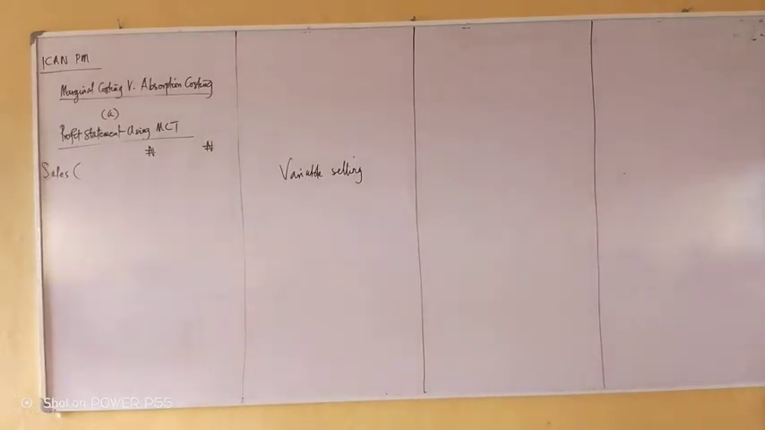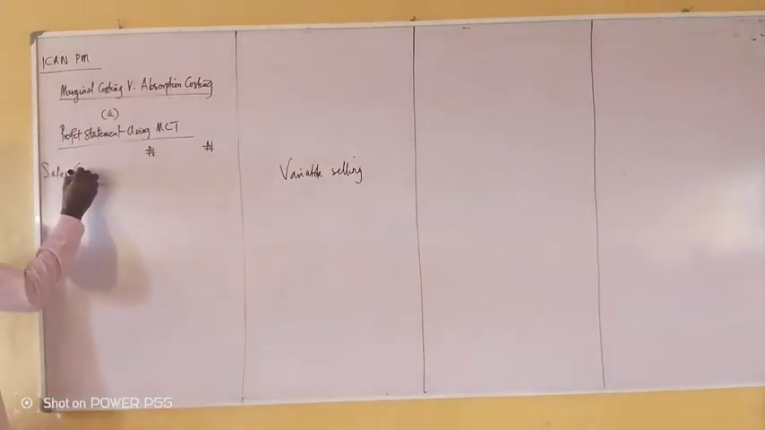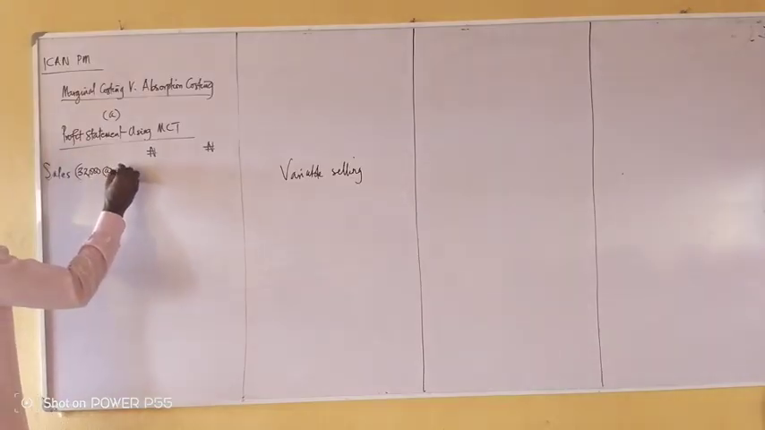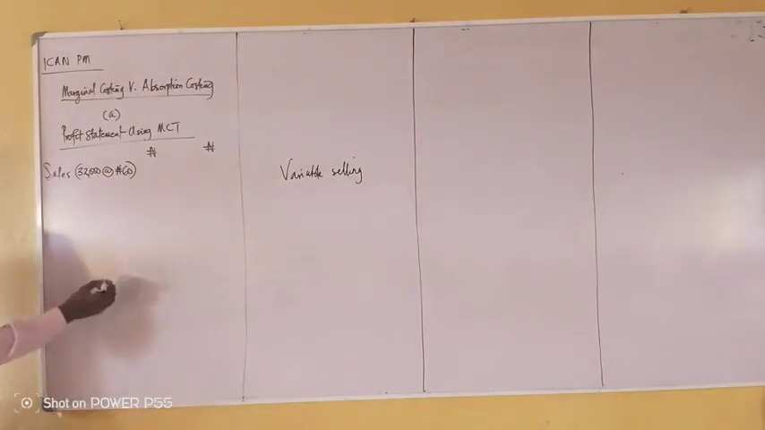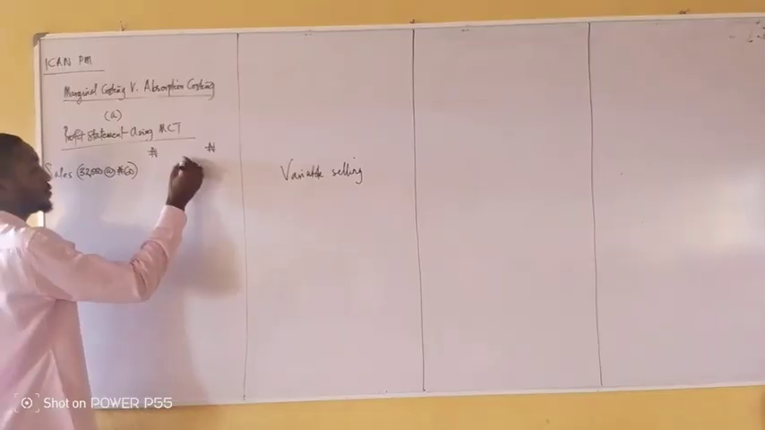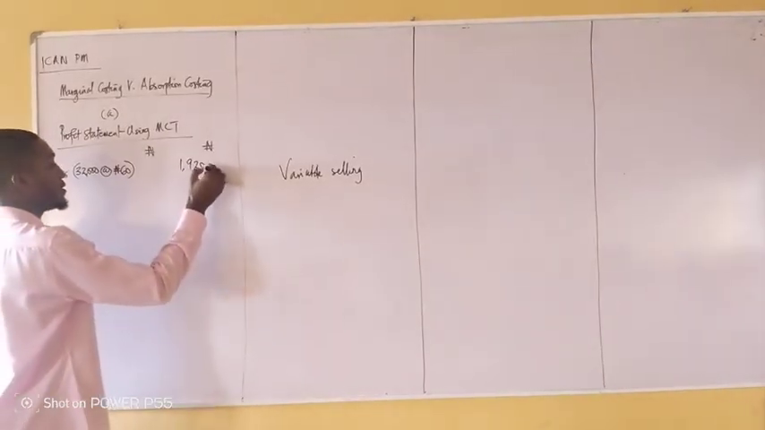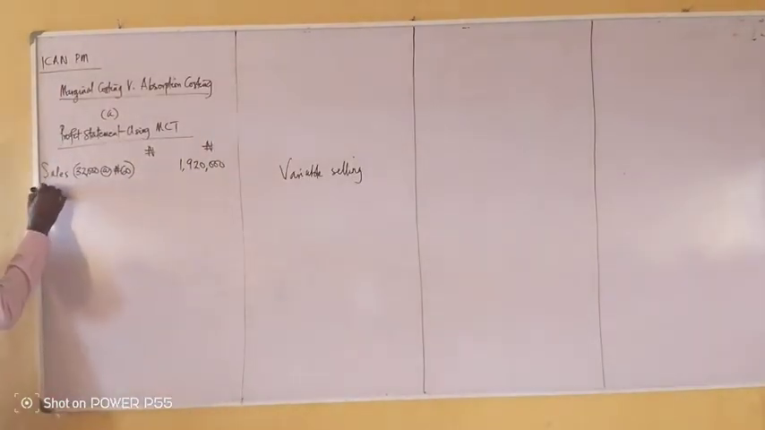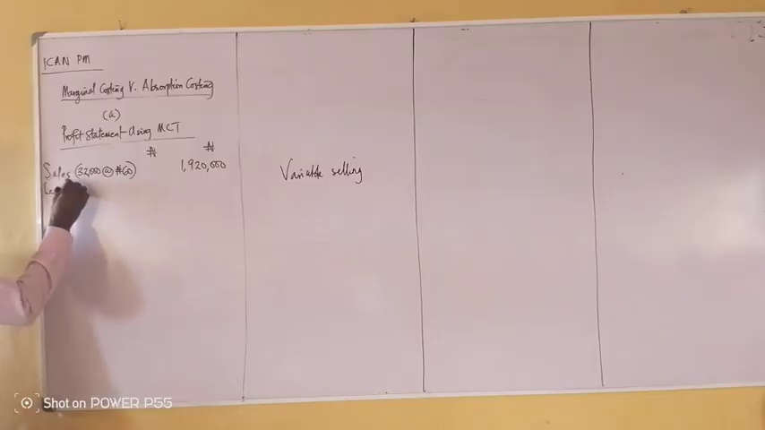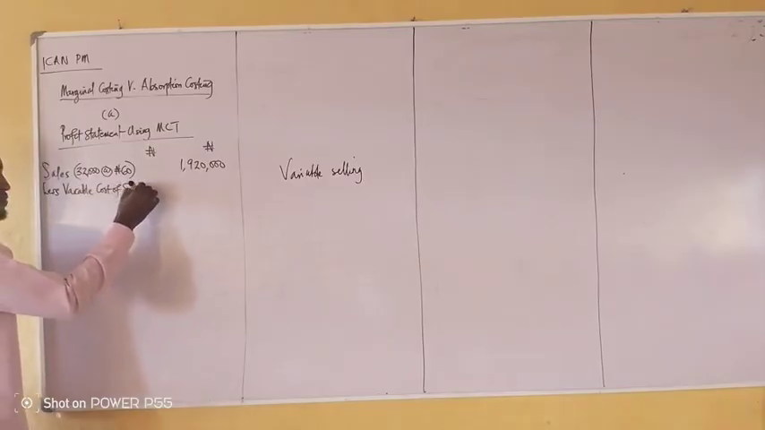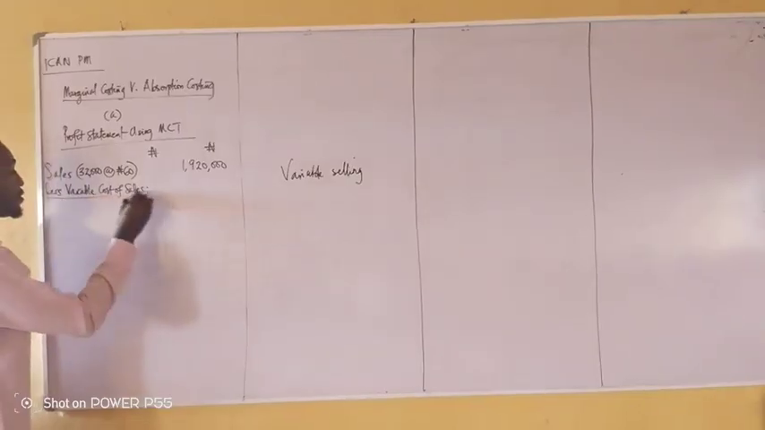So sales is 32,000 cases at the selling price, which is 60. That gives us 1,920,000. Then less variable cost of sales.